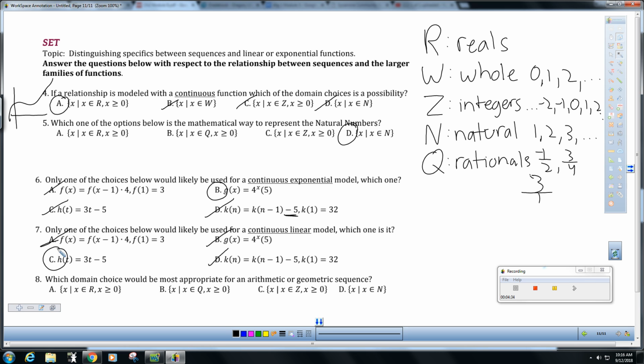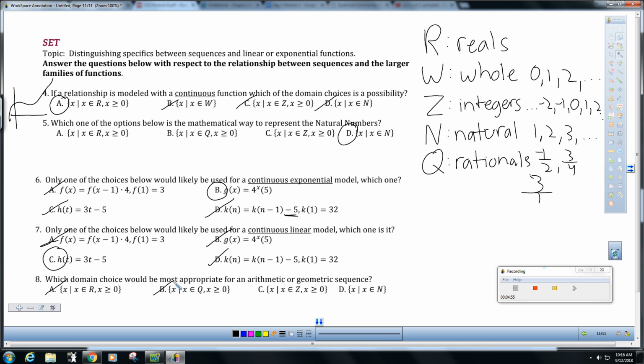Then our last problem, which domain choice would be most appropriate for an arithmetic or geometric sequence? For sequences, if you think about how you've been doing your tables, you've only been having numbers like 0, 1, 2, 3, 4. So we can get rid of the reals, because we typically don't have these half points, and get rid of Q, again, because we typically don't have these half points. Then we're left with C and D.